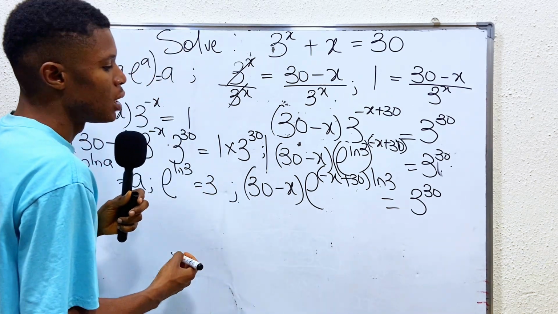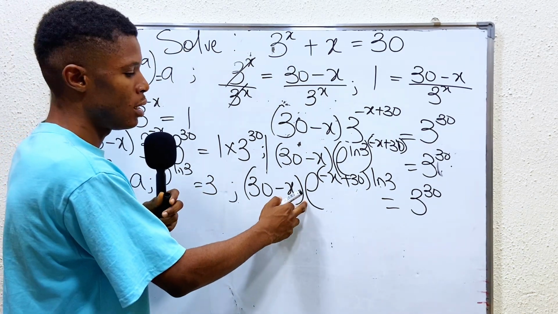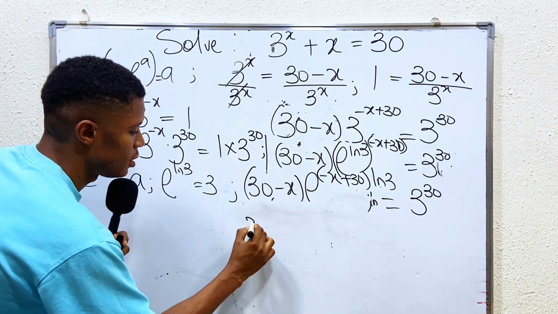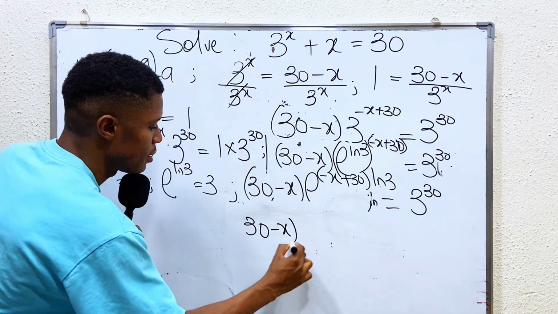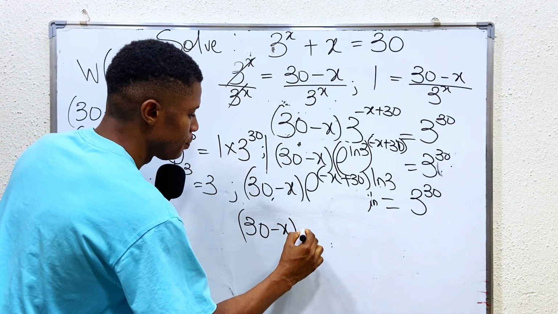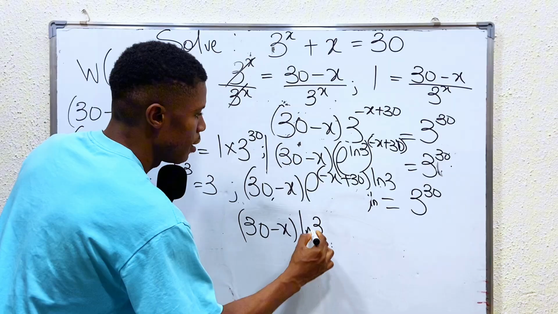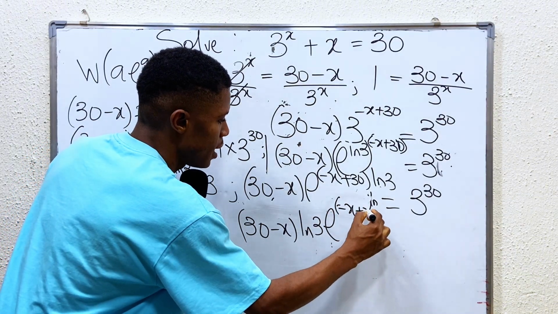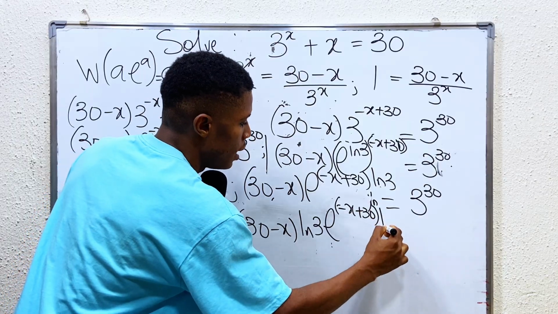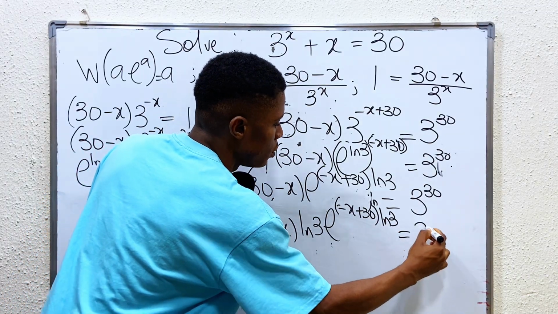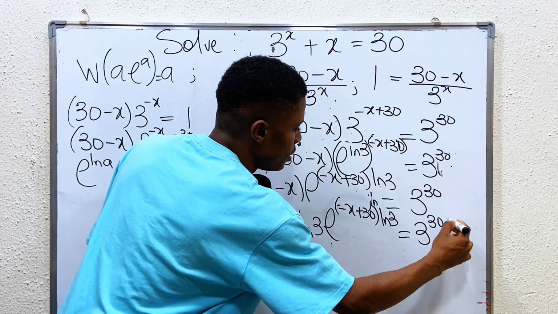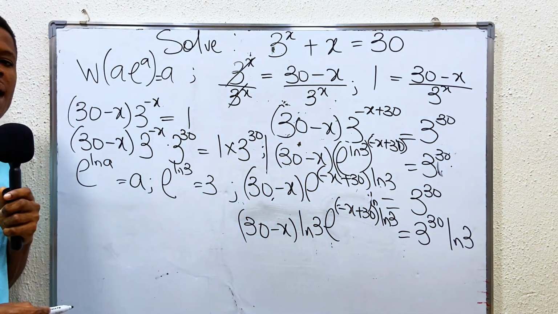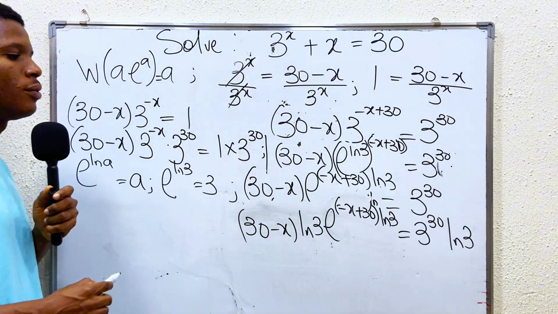So what do we do? What do we do to get ln 3 here? We'll multiply both sides of the equation by ln 3. So we have 30 minus x, then ln 3, exponential minus x plus 30 ln 3 is equal to 3 power 30 ln 3. Now we can apply the Lambert W function.